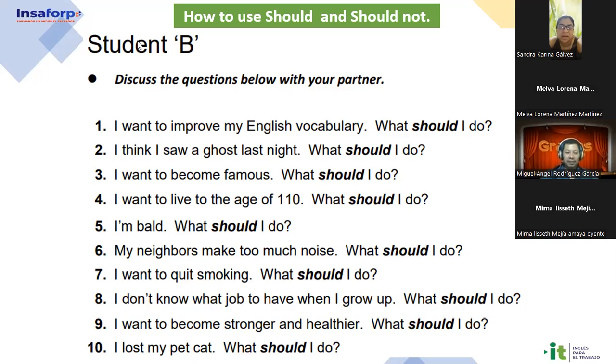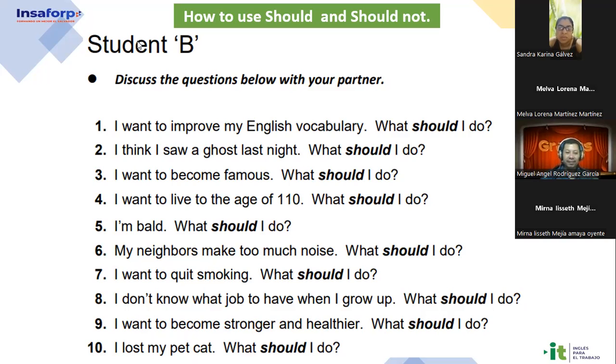My neighbors make too much noise. What should I do? You should call the police. I want to quit smoking. What should I do? You should take it slow. I don't know what job to have when I grow up. What should I do? You should investigate what you like.